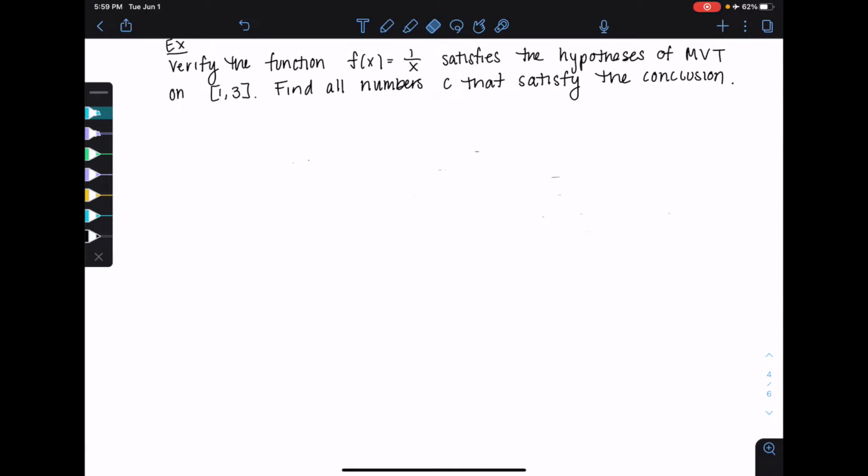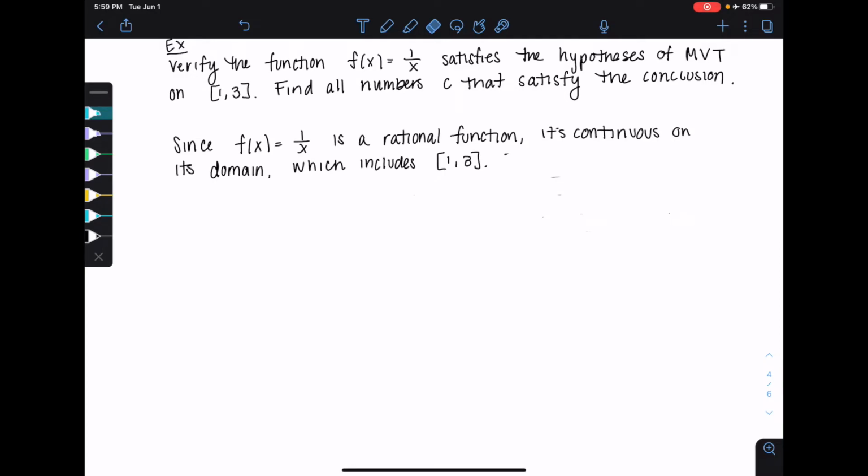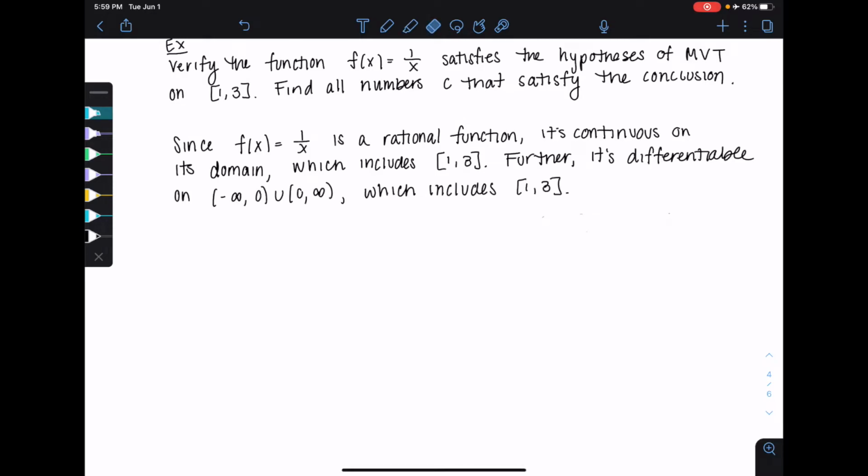So we're going to start with an example. We're going to verify the function 1 over x satisfies the hypotheses of mean value theorem on the interval from 1 to 3. And then we want to find all numbers C that satisfy the conclusion. So first and foremost, f of x equals 1 over x is a rational function. So it is indeed continuous on its domain, and the domain includes 1 to 3. So I've got the continuity that I need for the first part. Second piece, it's differentiable everywhere except 0, because that point is a problem. And that interval includes the one we're talking about from 1 to 3.